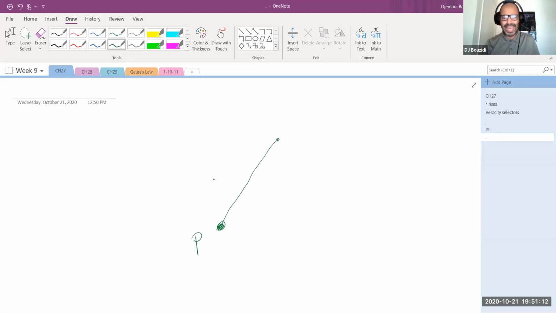It has a length L, okay? It's making an angle theta with the horizontal direction, okay? And it's subject to a force that is acting at this point. This is the tension T. So the force is acting at a distance L from the pivot point. Okay, so we know the distance.